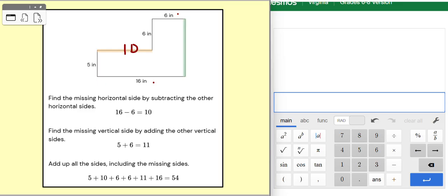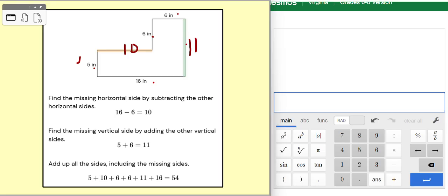Then we're going to find the missing vertical side, this green side, by adding the other two vertical sides. So 5 plus 6 is 11. Then to find the perimeter, you would add them all up. It's important that you kind of go in order. I always go clockwise, so that way I don't miss anything. And then I make sure I check them off.